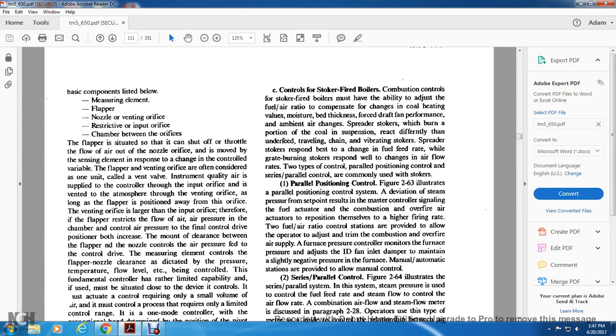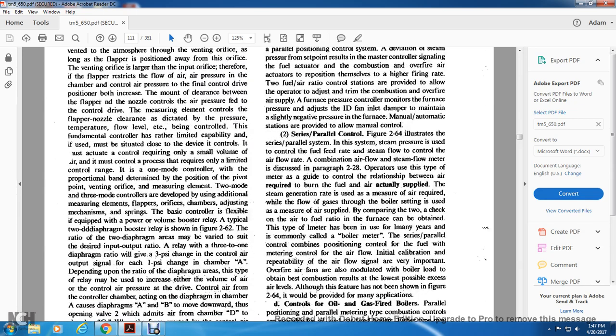supply. The furnace pressure control monitors the furnace pressure and adjusts the ID fan inlet damper to maintain a slight negative pressure in the furnace. Manual automatic stations are provided to allow manual control.